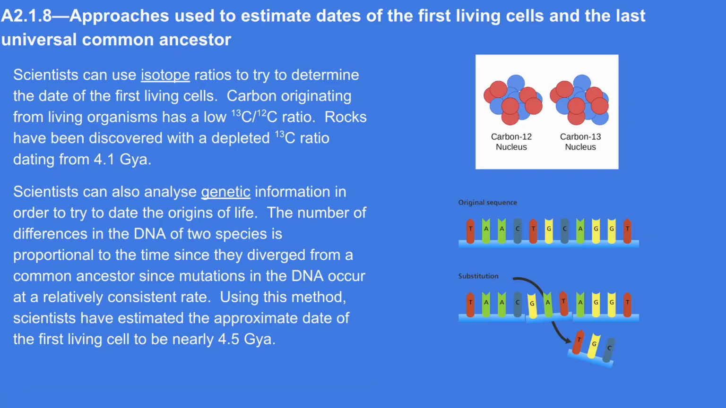A final approach used to estimate the dates of life beginning is using genetic information. When genes replicate, they sometimes make mistakes, and we call those mistakes mutations. And mutations occur at a fairly known rate, and so we can actually count back and look at the number of mutations and the differences between two species to estimate when those species diverged. And if we just keep counting back and back, we estimate that the first living cell would have been nearly 4.5 billion years ago, pretty close to the origin of our planet.